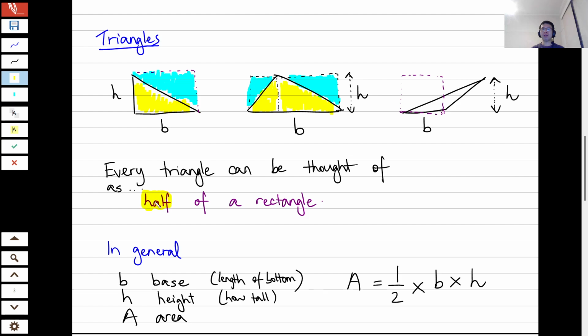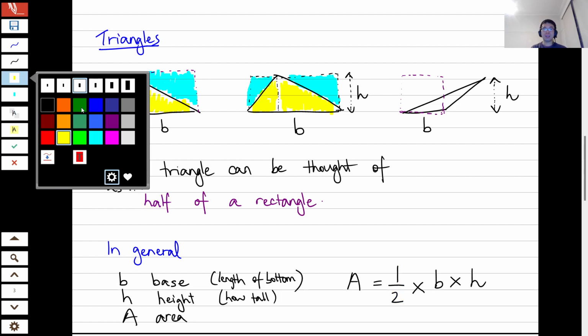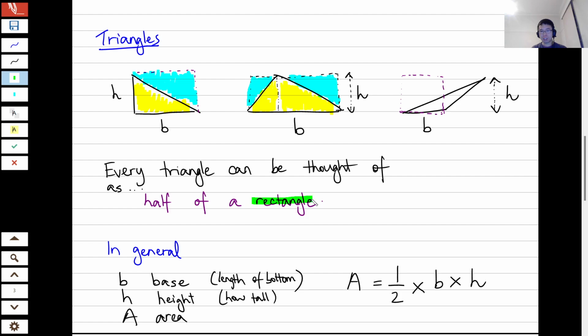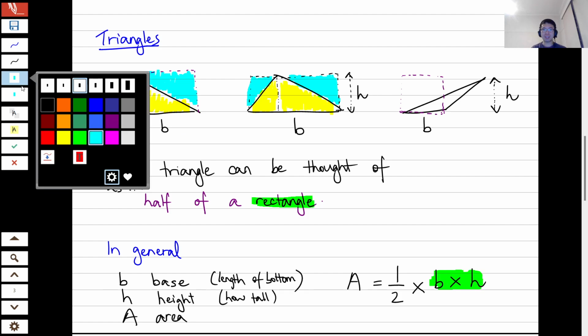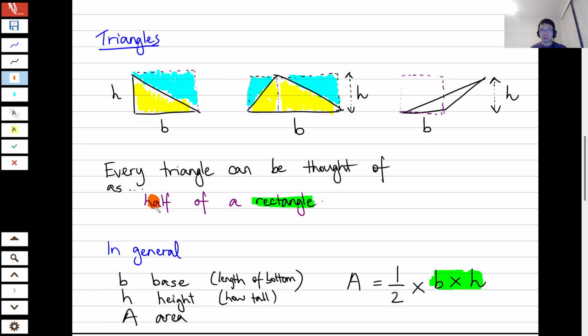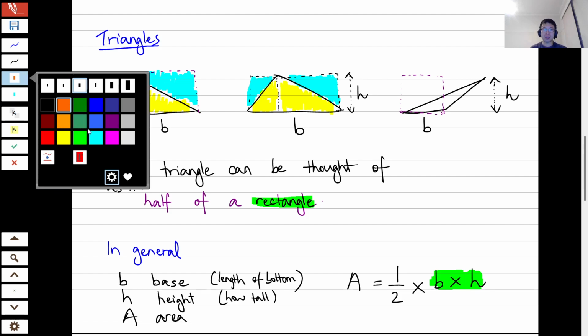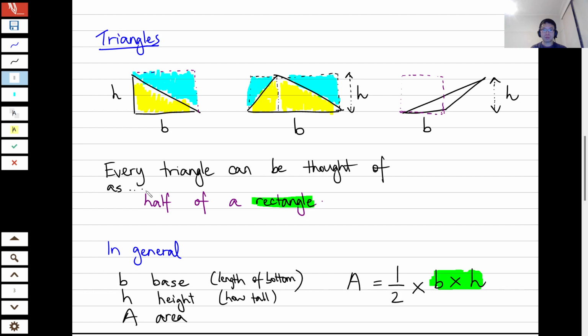So the reason why we have half in the formula here is because we're saying the rectangle has area b times h, and it is half of that rectangle. So I need to multiply by half.